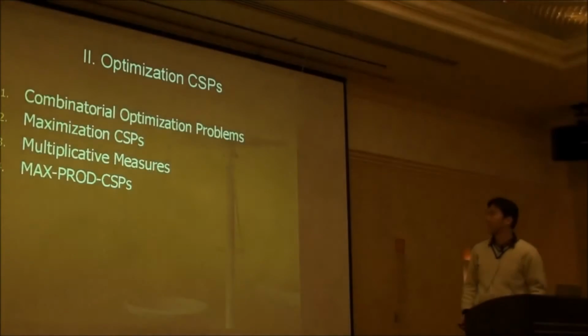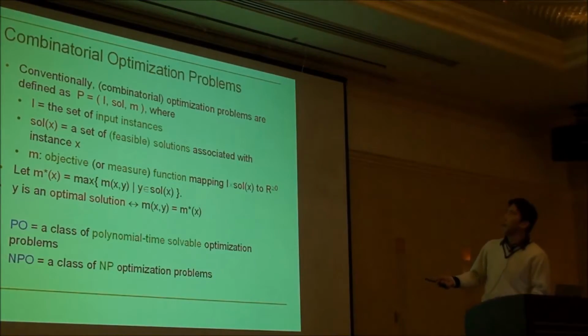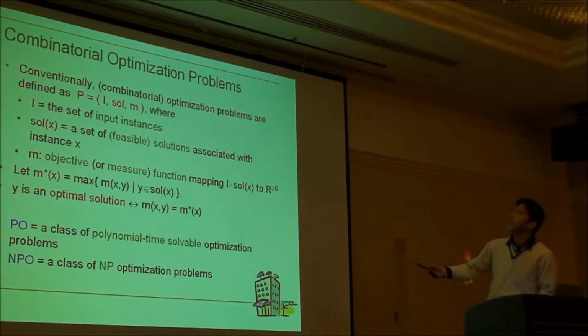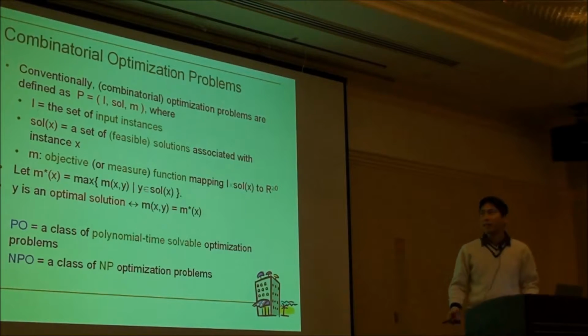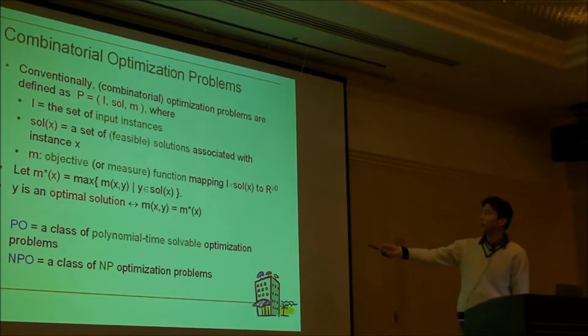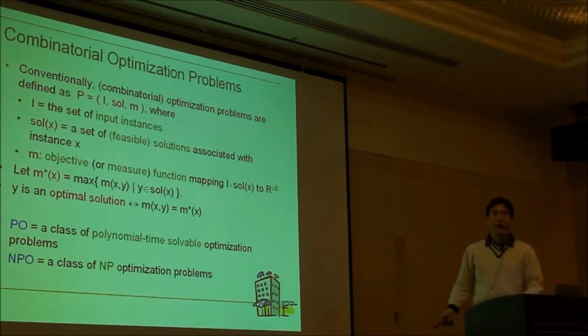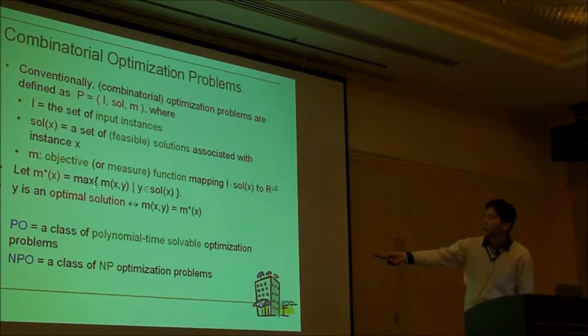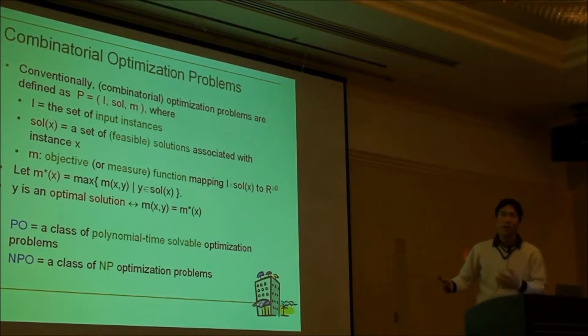So nothing between. Now we move on to the optimization CSPs, and that is the main theme of this talk. As you know, an optimization problem, or particularly a combinatorial optimization problem, can be defined by three items: the set of input instances, the feasible solutions, and the objective function or measure function that assigns a value to each individual feasible solution.